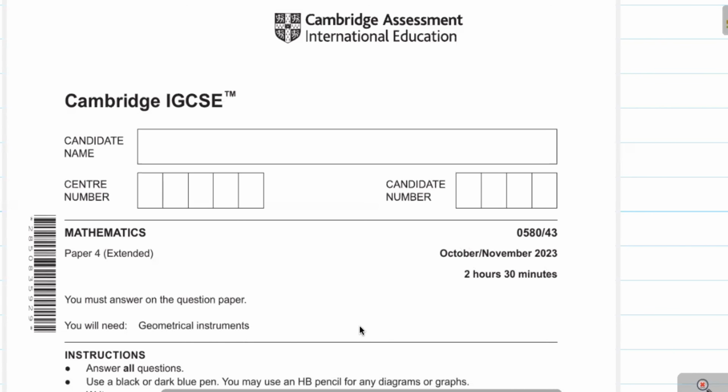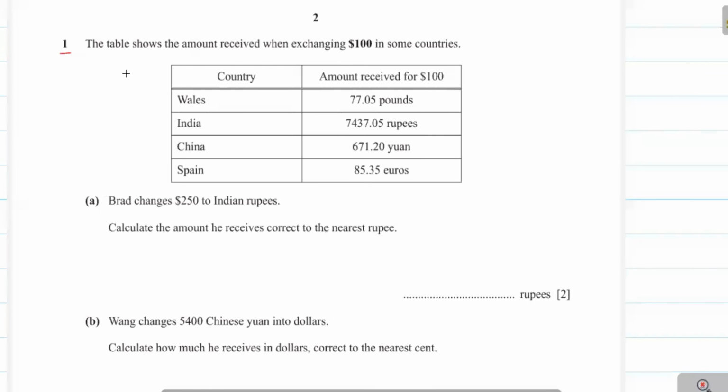Now let's start the questions of this paper. Question 1. The table shows the amount received when exchanging $100 in some countries. Countries here are Wales, India, China, and Spain. Brad changed $250 to Indian rupees. Calculate the amount he received correct to nearest rupee.